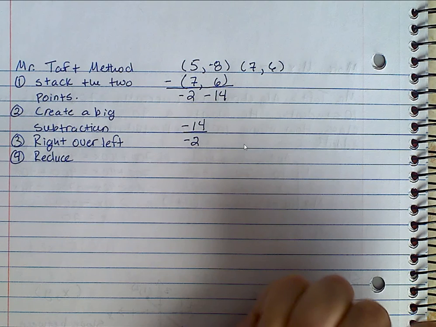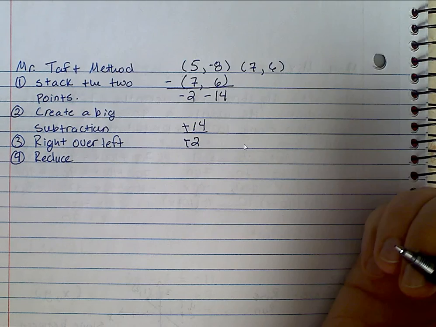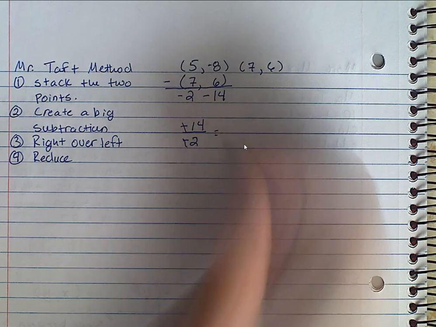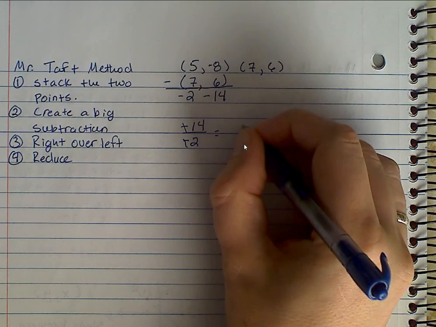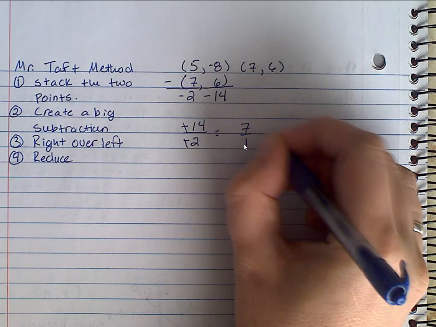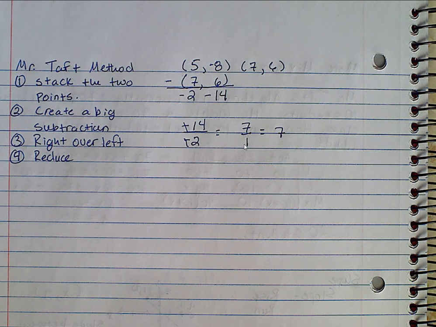So negative 14 over negative 2, the negatives can cancel out. And then 14 over 2, what's the common factor for both of those? 7 over 1. 7 over 1 can reduce even further to just be what? 7. Kind of, sort of? You guys see that? All right.